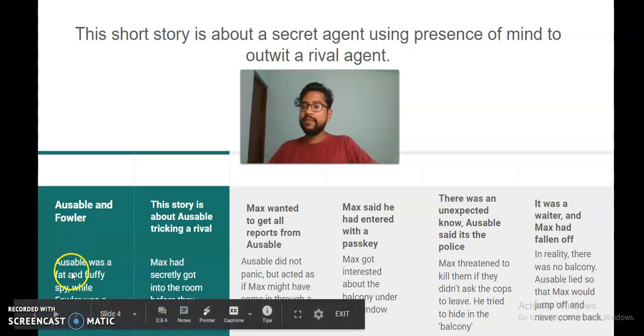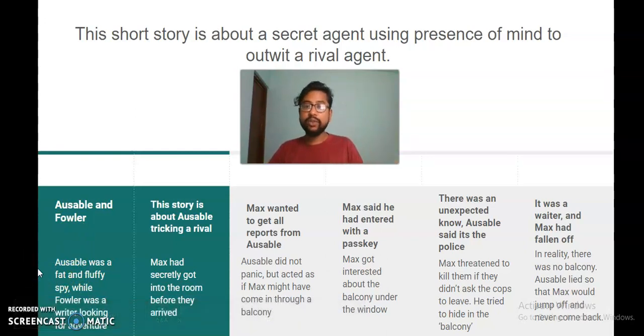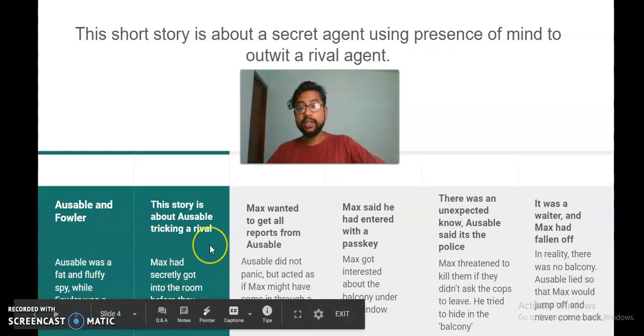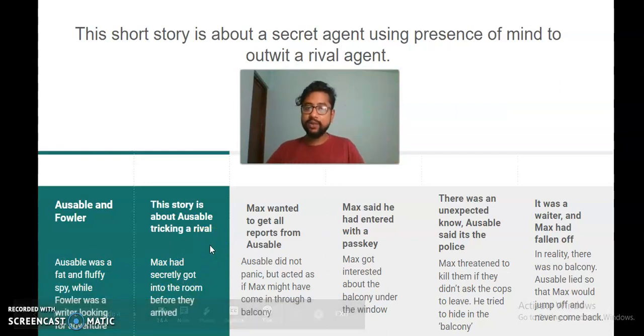So Ausible was a fat and fluffy spy, while Fowler was a writer looking for adventure. This story is about Ausible tricking a rival. Max, the other one with the gun, had secretly got into the room before they arrived. Max wanted to get all reports from Ausible.